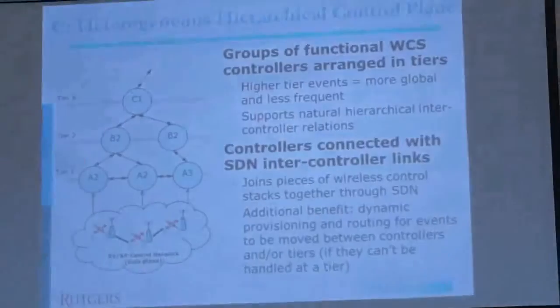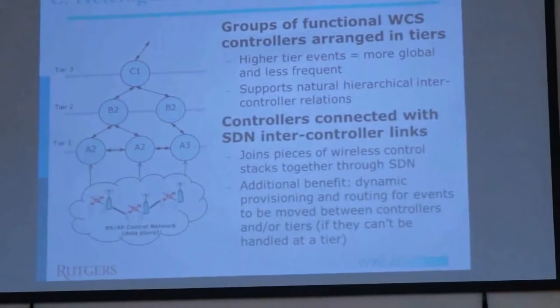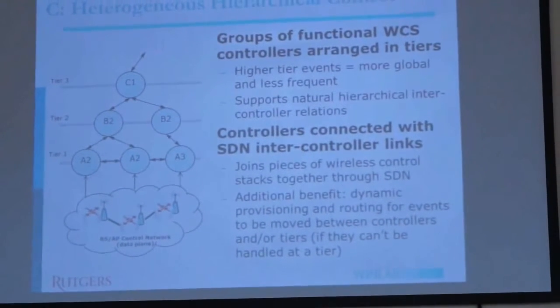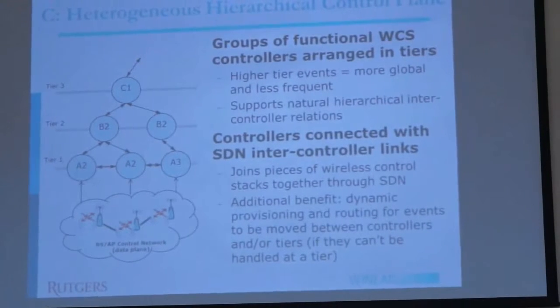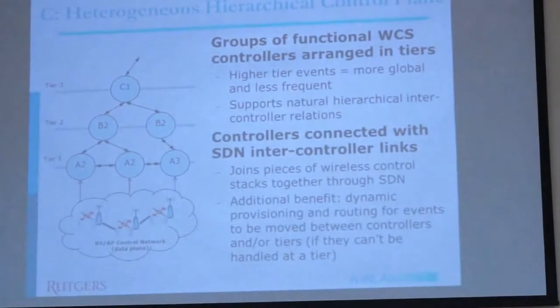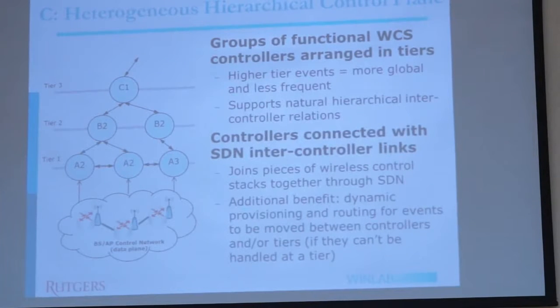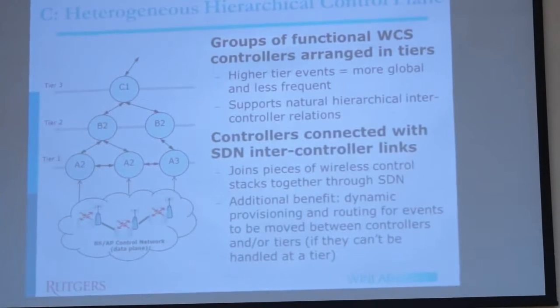And when I say hierarchical, I don't mean in a data path sense, but rather under the assumption that there are tiers or layers of processing, and higher layers of processing assume aggregation in the layers below. I can give you all sorts of examples. Actually, the next slide gives you a reasonable justification for the hierarchical structure. But the main characteristic is that higher tier events are more global and supposedly less frequent.